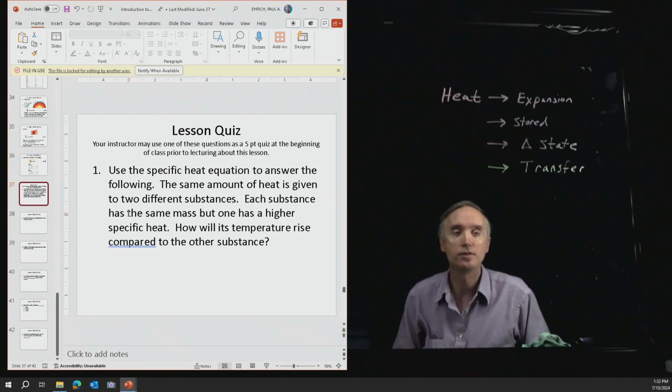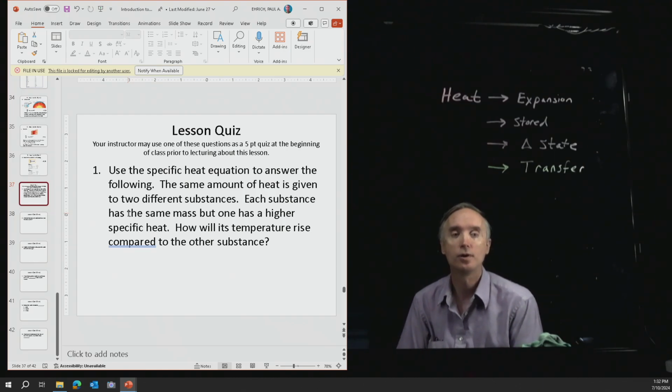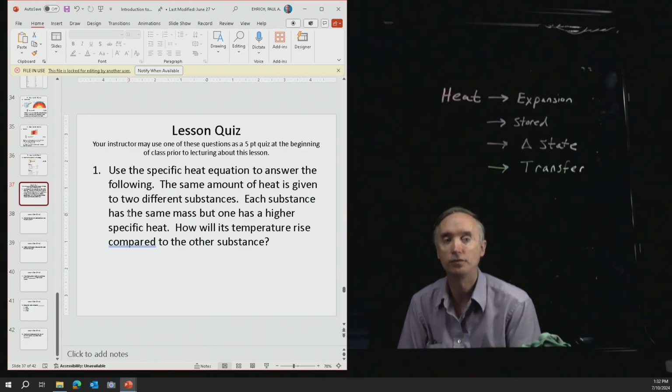Okay, so let's take a quiz over what you've learned today. Question number 1, use the specific heat equation to answer the following. The same amount of heat is given to two different substances. Each substance has the same mass, but one has a higher specific heat. How will its temperature rise compared to the other substance?